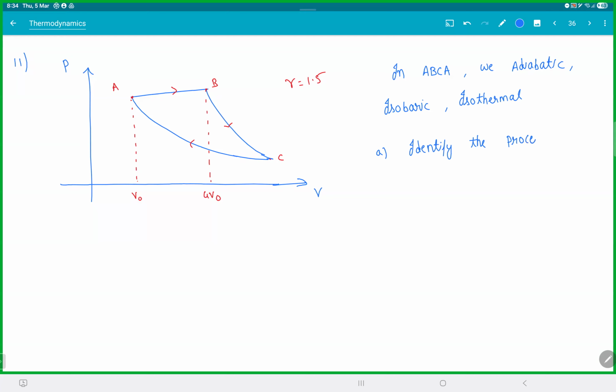So is AB a straight line? Yeah, it's a straight line. Click on isobaric. And find the volume at C. Right, and find the efficiency of the cycle. Get me the volume at C and efficiency. You can figure out the process, that is fine.